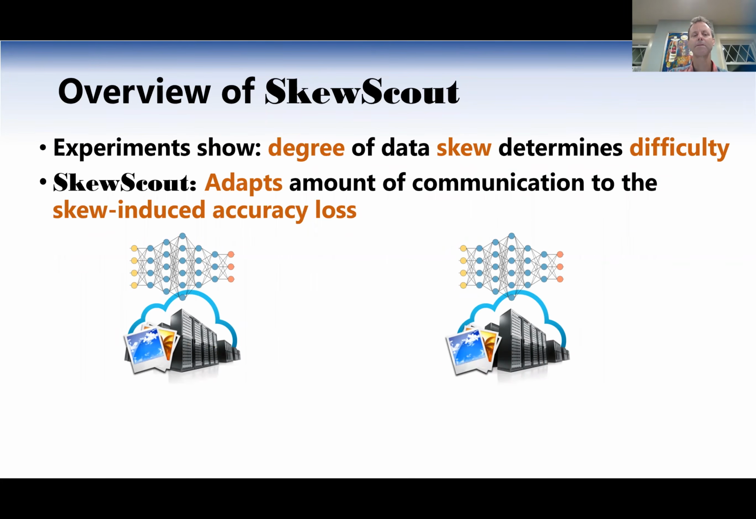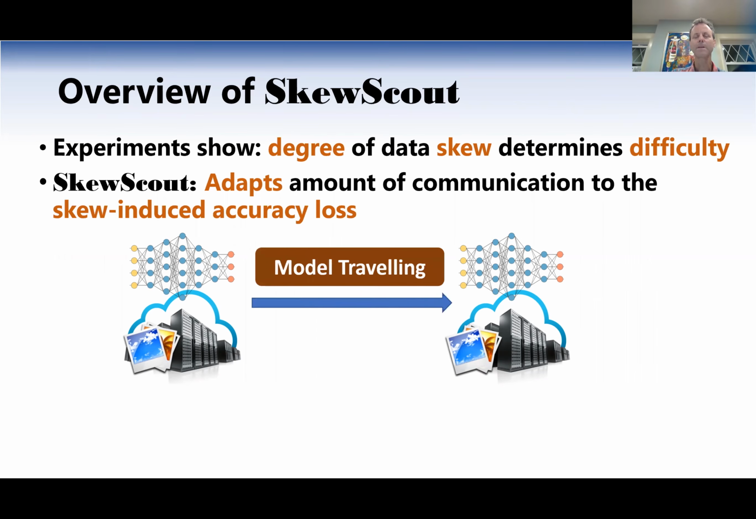So let's consider a simple example here with just 2 partitions. Each of those partitions is training a model, and they're sharing parameters and so forth. But again, as we've seen in the skewed case, they're suffering. Okay, so what we do instead is that we periodically send the model from one partition to another data center.